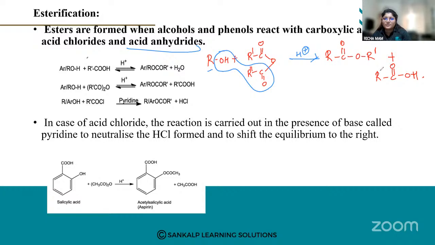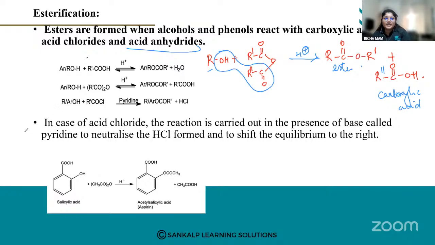So the acid is R''C=O OH. So this is a carboxylic acid. One byproduct is carboxylic acid, and another is your ester. Is it right? Yes. Did you understand?